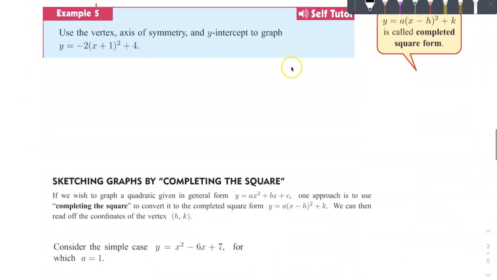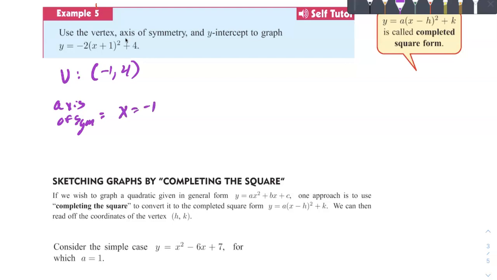Here's another one. Use the vertex, axis of symmetry, and y-intercept to graph this. So again, this is another one in vertex form. So I like these. I already have the vertex. My vertex is inside opposite, outside follow. Boom. Right? Inside opposite, outside follow. There's my vertex. Now I want the axis of symmetry. Well, the axis of symmetry is just the x in the vertex. So it's just going to be x equals -1. Whatever the x in the vertex is, that's the axis of symmetry.